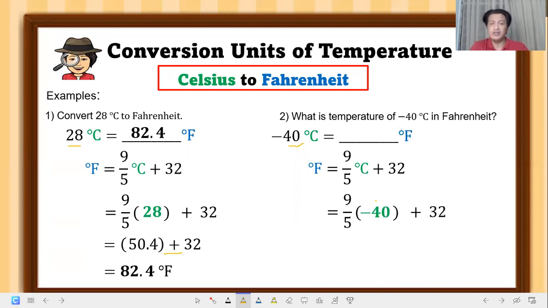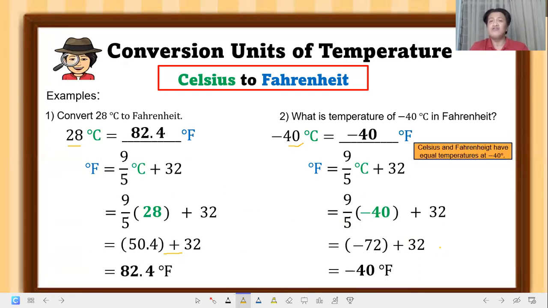Then, the first thing that you're going to do is multiply negative 40 times 9 divided by 5. Yun ngayon ang ilalagay mo dito sa open close parenthesis. Okay, and that is equal to negative 72. Tsaka mo ngayon i-add by 32. Yan ngayon yung measure sa Fahrenheit. That is equal to negative 40 degrees Fahrenheit. Okay, kung mapapansin natin, di ba, parehas lang yung measure in degrees Celsius sa degrees Fahrenheit. So, meaning to say, Celsius and Fahrenheit have equal temperatures at negative 40 degrees.